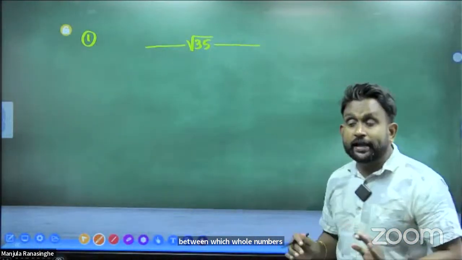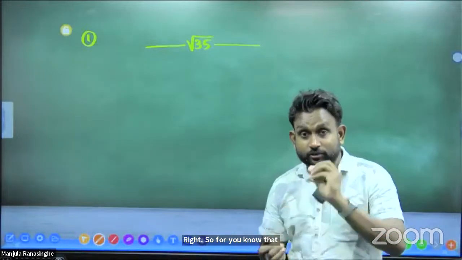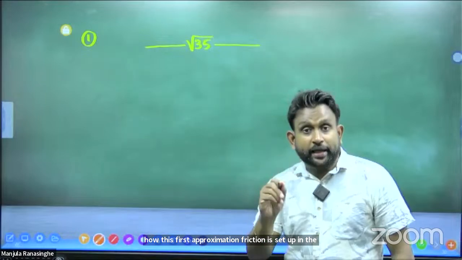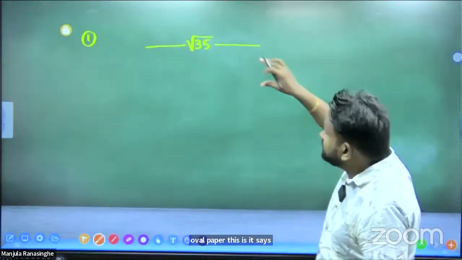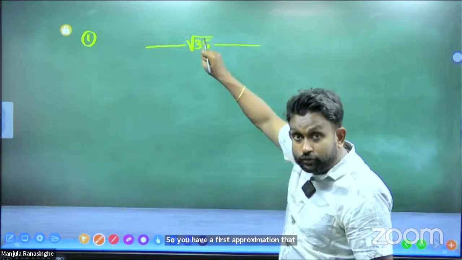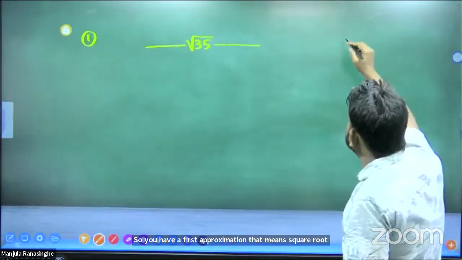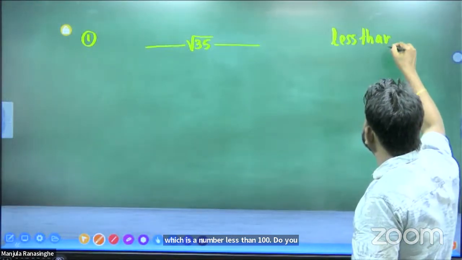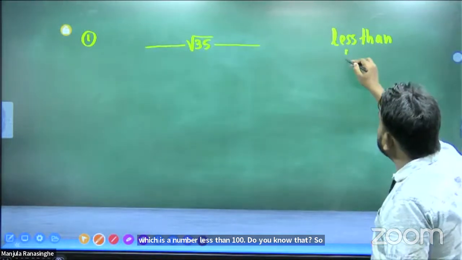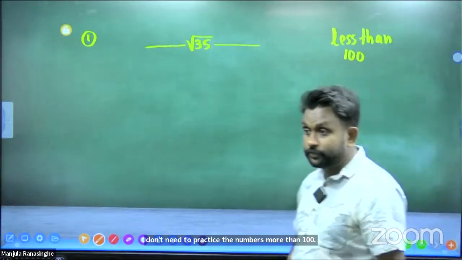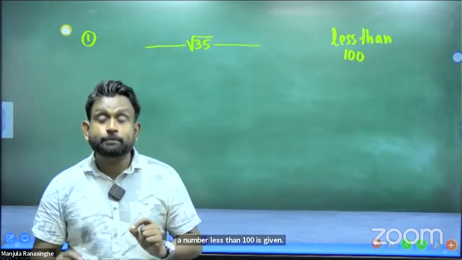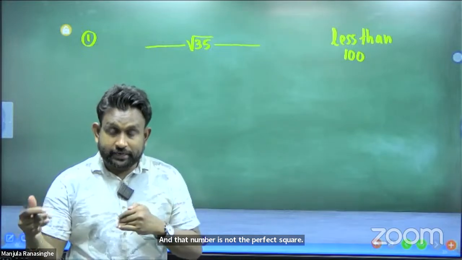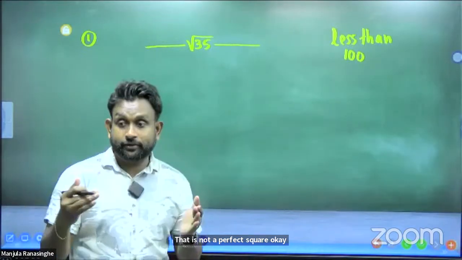So you know how this first approximation question is set up in the O-level paper. You have a first approximation, that means finding a square root value of a number less than 100. So you don't need to practice numbers more than 100. A number less than 100 is given, and that number is not a perfect square.